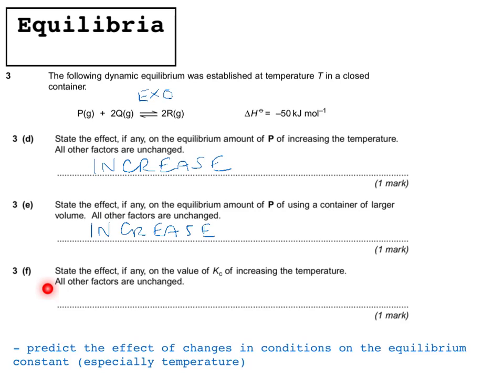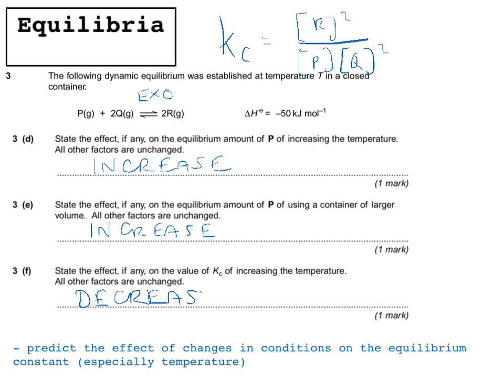Then our last question: state the effect, if any, on the value of Kc of increasing the temperature, all other factors unchanged. If we increase the temperature, as we said before, it's going to shift to the endothermic side to decrease the temperature again, so it's going to shift to the left-hand side. We've just got to look at Kc. So Kc equals the concentration of R squared over the concentration of P times the concentration of Q squared. We've said the equilibrium is going to shift to the left-hand side, so this bottom number is going to increase, and if the bottom number of a fraction increases, then the result will decrease, so Kc here will decrease.